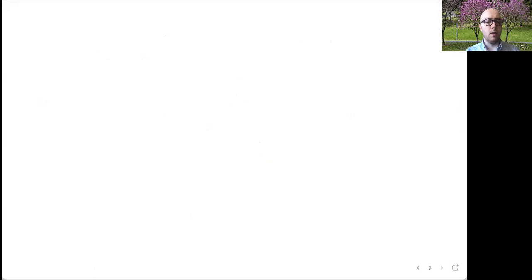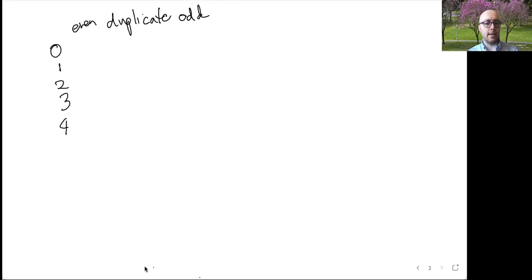One example is that if you put the numbers 0, 1, 2, 3, 4 here, you can iterate, you can repeat. An example would be that if it's an even number, you duplicate, and if it's an odd number, you add 3. So 0 is an even number, so we duplicate it. 1 is an odd number, so we add 3 and get to 4.